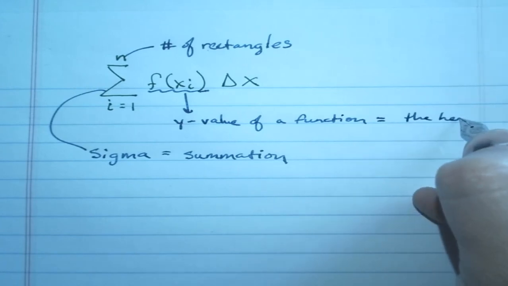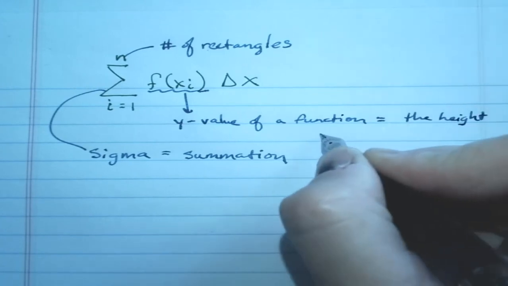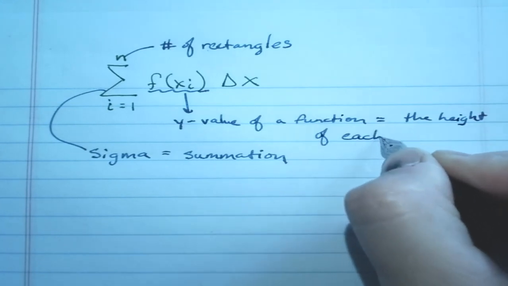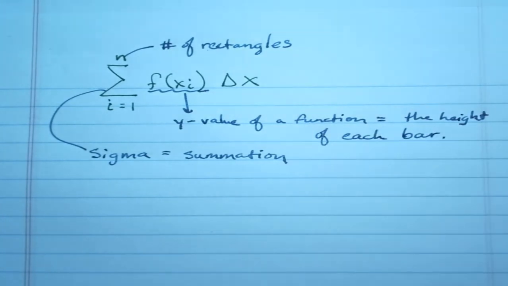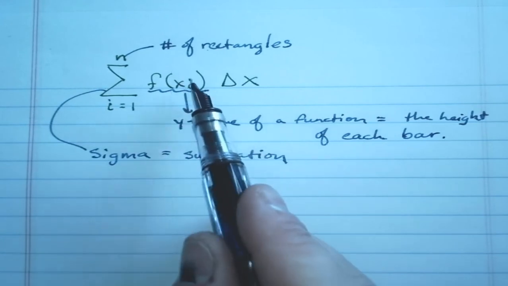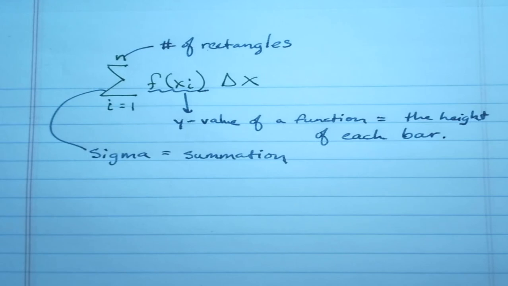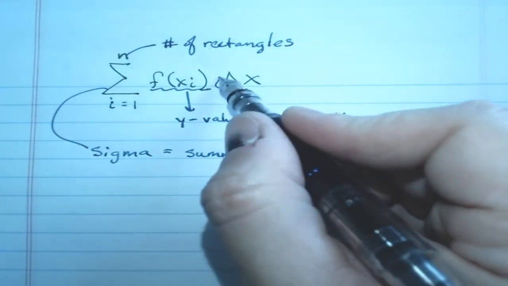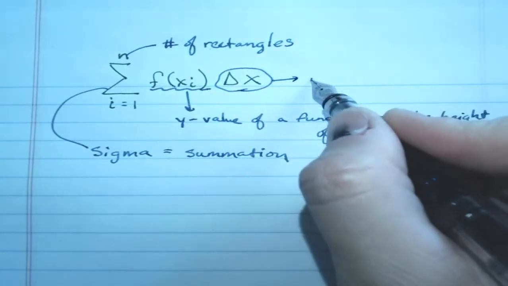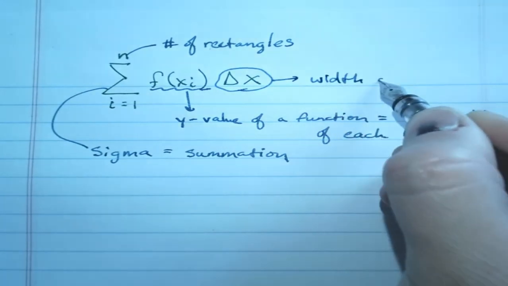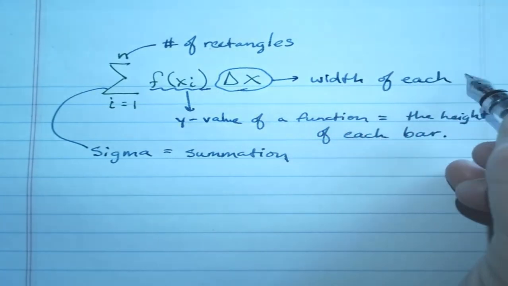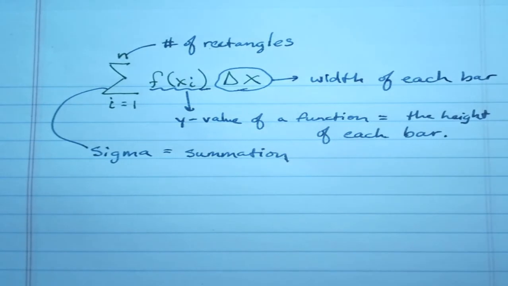The height of each bar. Okay? So when you're given a function, if you plug in the correct x value, that's going to give you the height of the bar. And then delta x is going to be the width of each bar. Okay? It's going to be the width of each bar. And everything we do in this class, the width of each bar will be the same.